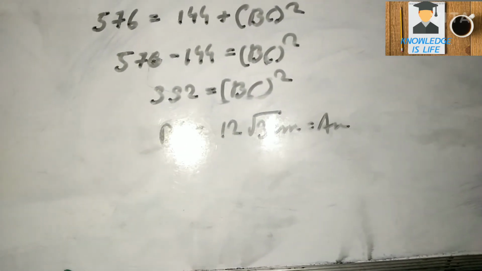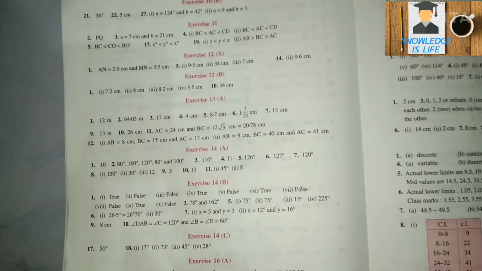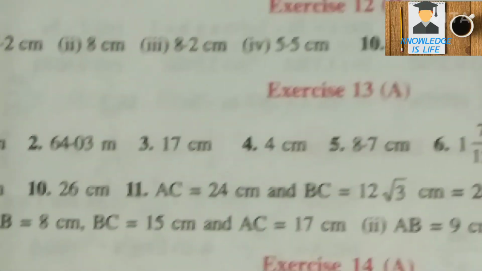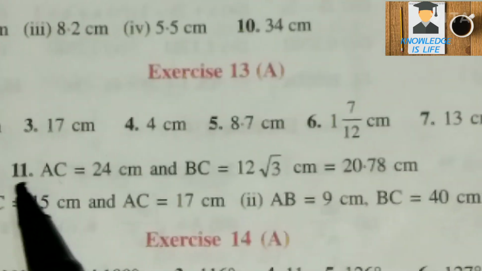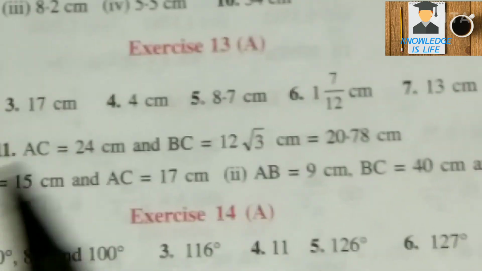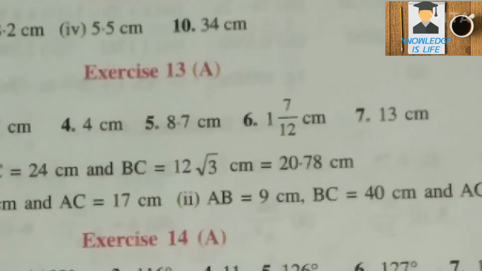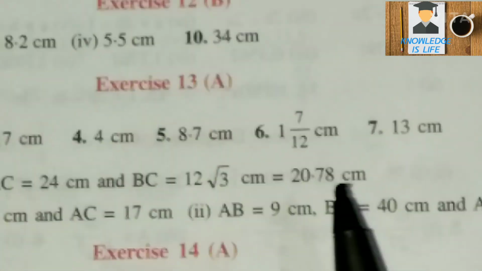So let us check whether our answer is right or not. So friends, I have already opened the page here. You can see question number 11, AC is 24 centimeters and BC is 12 root 3 centimeters. And if we convert it, we will get 20.78 centimeters. Okay, and here our answer is also 12 root 3 centimeters. So our answer is correct.